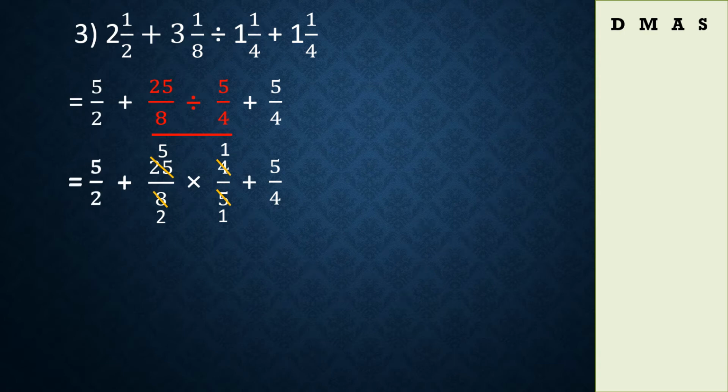Now we have 5 upon 2 and plus sign as it is. 5 ones are 5 and 2 ones are 2. After multiplication we get 5 upon 2. Then write plus 5 upon 4 as it is. For addition, first we will convert them into like fractions. For this we need to find the LCM of 4 and 2.